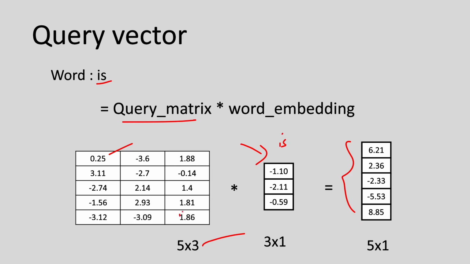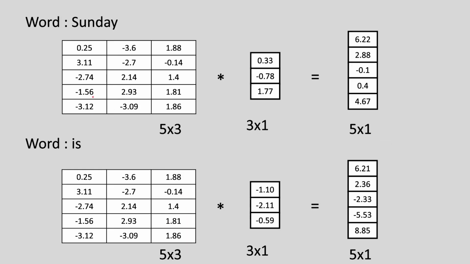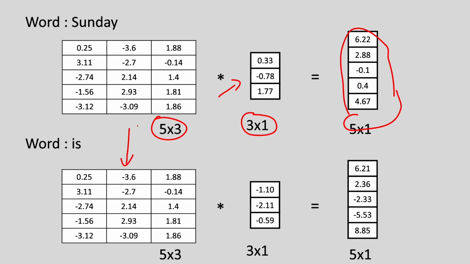Having understood this, let's try to look at it. What we did in the Sunday part, we took the query matrix, we multiplied with the word embedding of Sunday, which was 0.33, minus 0.78 and 1.77. So we got this particular vector, the query vector of Sunday. Same thing, we took the same query matrix over here. However, we took the word embedding of the word "is". The word embedding is different over here because the word is different, and so we got a completely different vector.